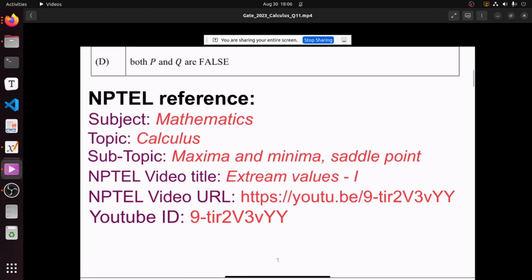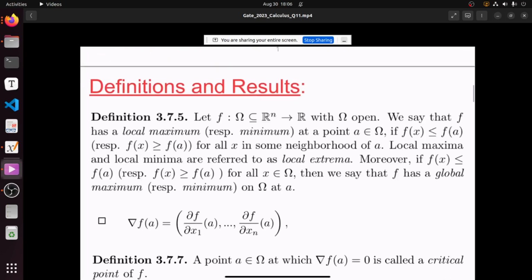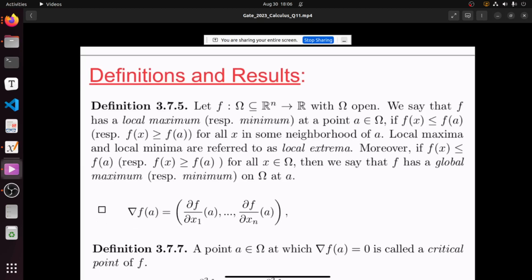These are the NPTEL references. Before solving the question, we need a few definitions and results. First, let f be a function from some open subset omega of Rn to R. We say that f has a local maximum at a point a in omega if f(x) is less than or equal to f(a) for all x in some neighborhood of a. Similarly for minimum, f has a local minimum at a if f(x) is greater than or equal to f(a) for all x in some neighborhood of a. Local maximum and local minimum are referred to as local extrema.